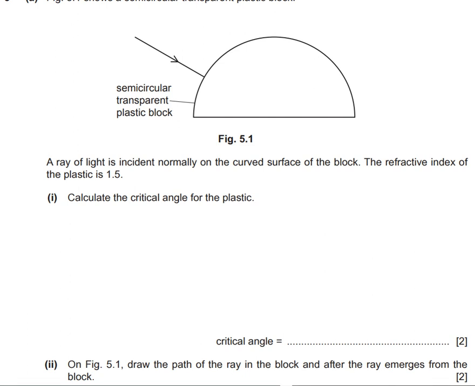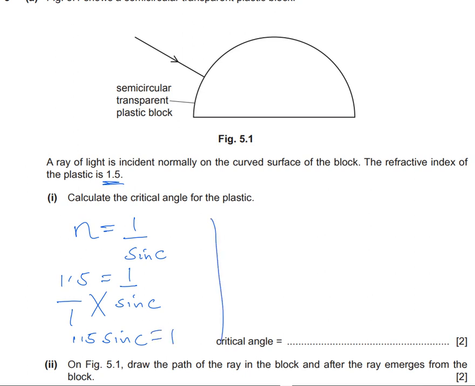So for the critical angle, we are supposed to use refractive index is equal to 1 divided by sine C, where C stands for critical angle. The refractive index is already given to us as 1.5, so 1.5 is equal to 1 divided by sine C. C is the critical angle that we are looking for. So you cross multiply, it will be 1.5 sine C is equal to 1 times 1. So finally you will have sine C is equal to 1 divided by 1.5.